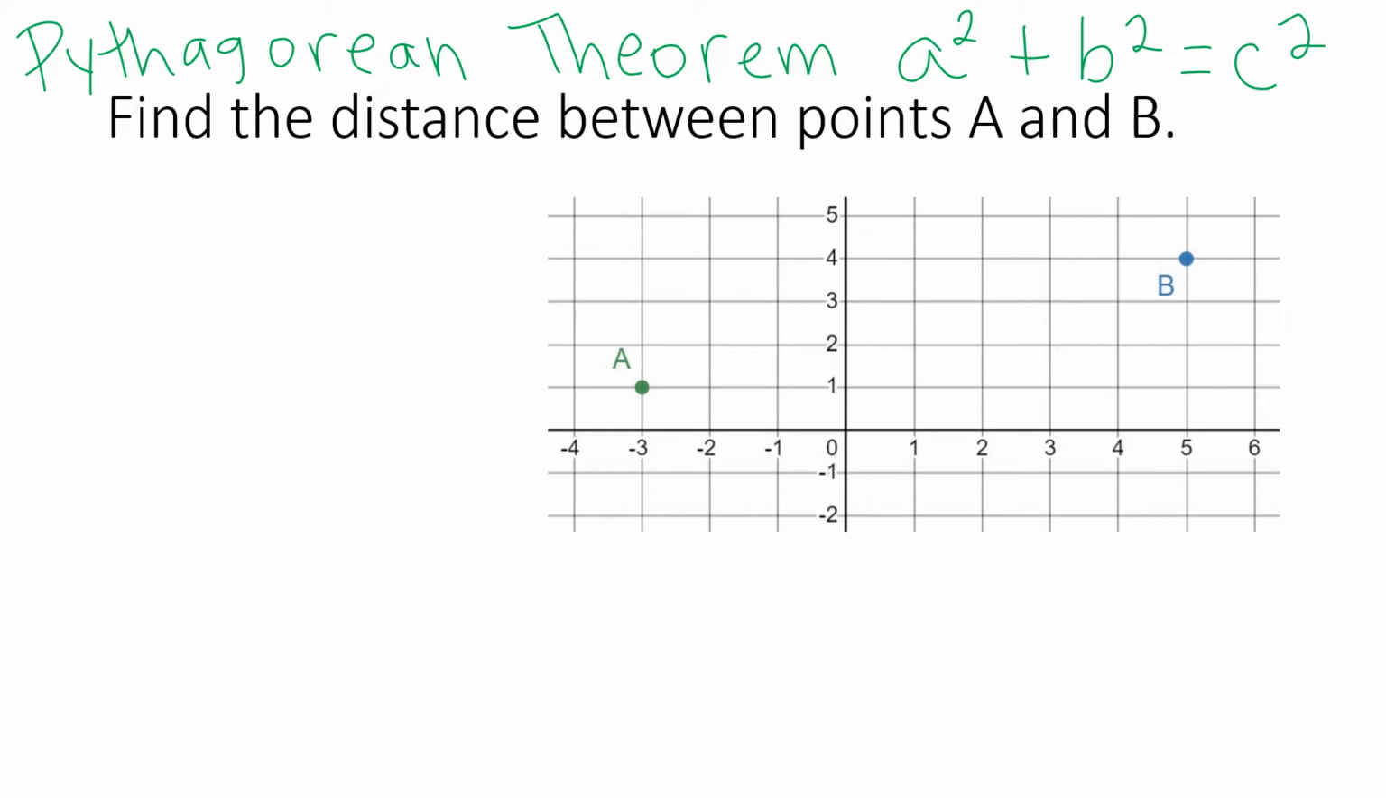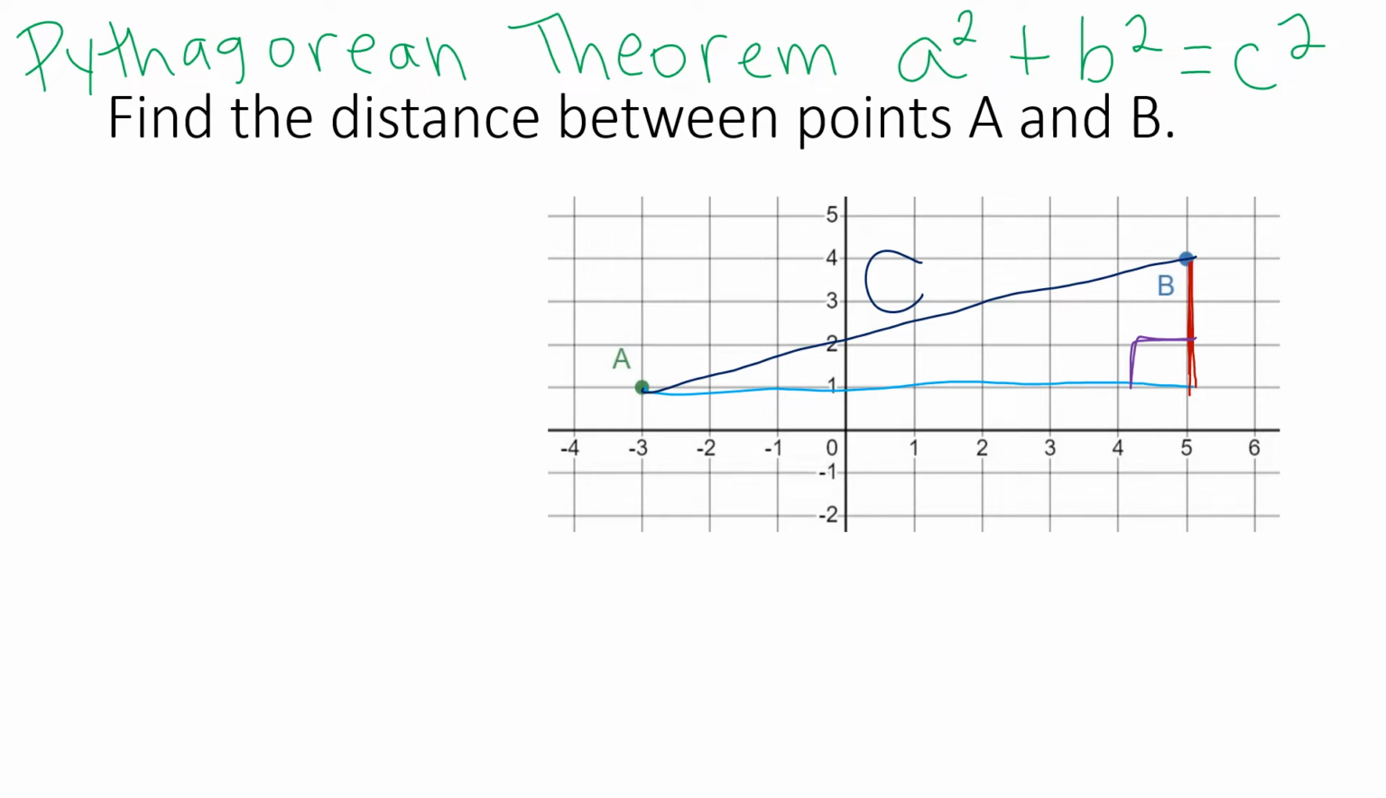So I'm going to start at point A and draw a horizontal line until I get to the x coordinate of point B. Then I am going to draw a vertical line from the y coordinate of point A to the y coordinate of point B. This creates my right angle. Now I'm going to connect points A and B with a line segment. The side that is across from the right angle is always called our hypotenuse, which we label as c in the Pythagorean theorem. So AB is c.